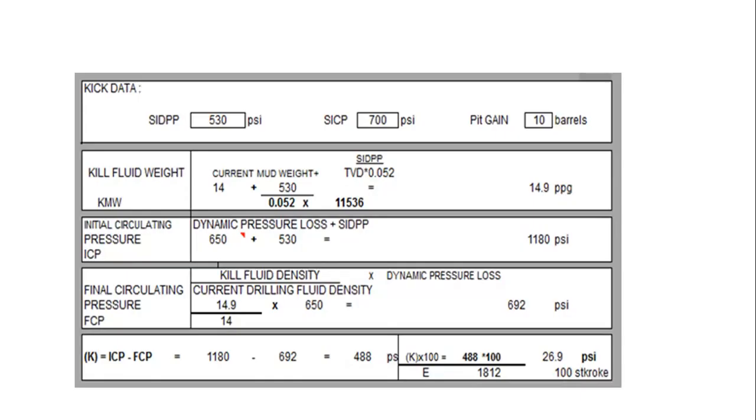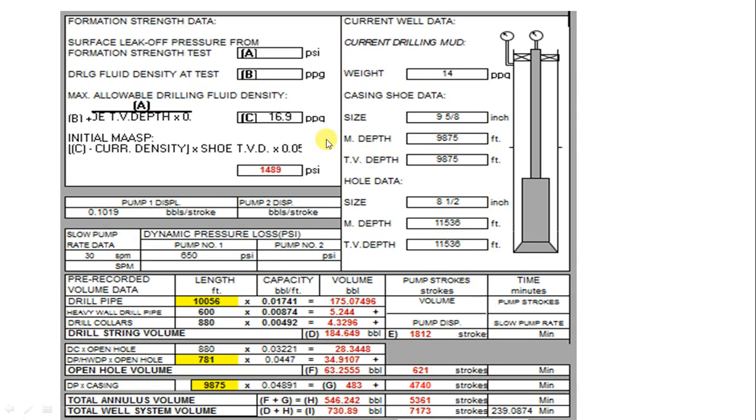And what else does he ask for? He asks for the kill mud weight and the ICP and FCP. So eight questions minimum are asked from you in this section, but it's plus or minus nine. The ninth one may be the schedule, the step down of the schedule. So take care of all these points.